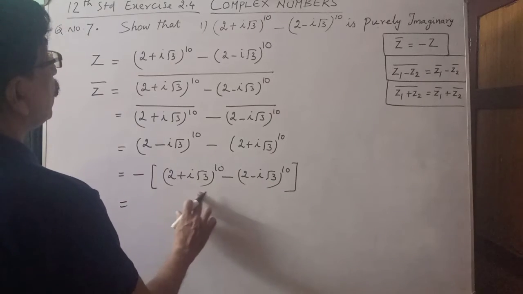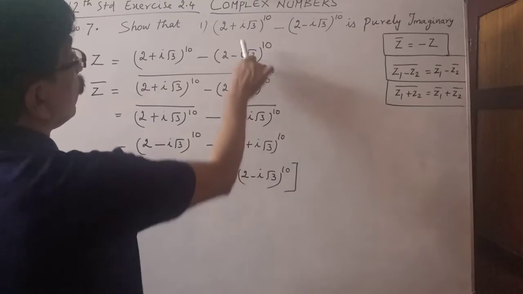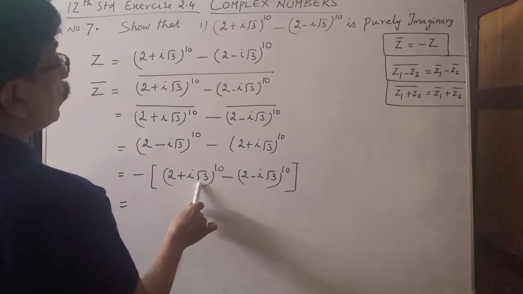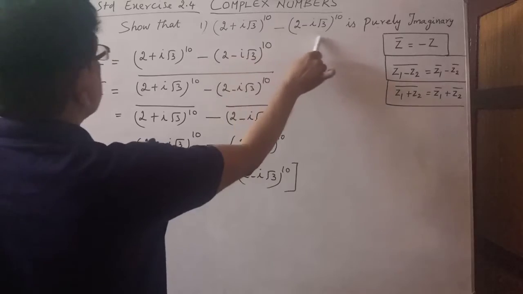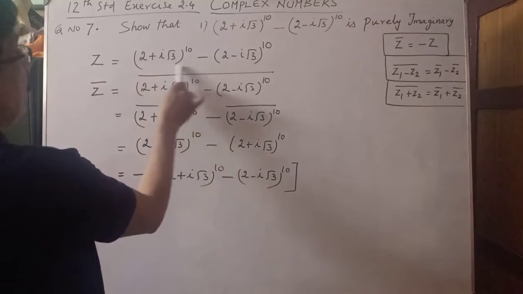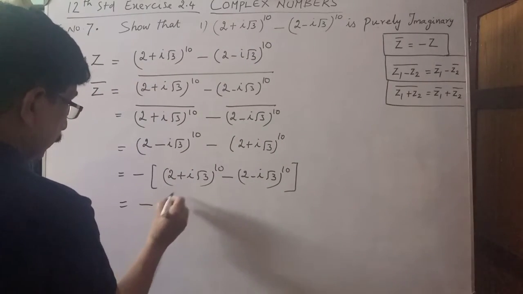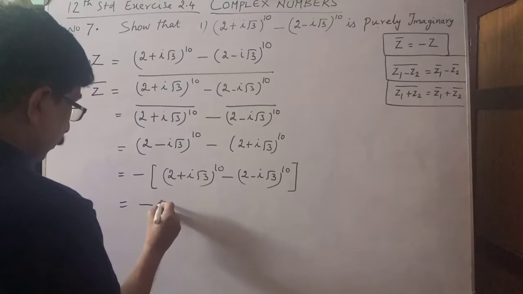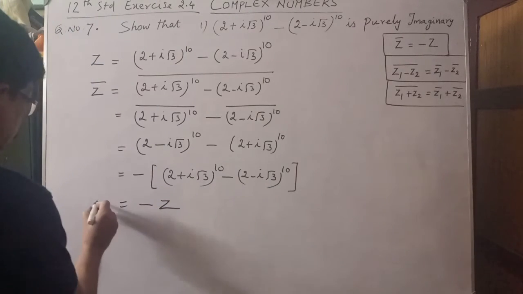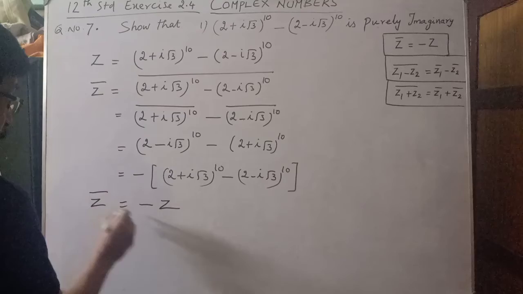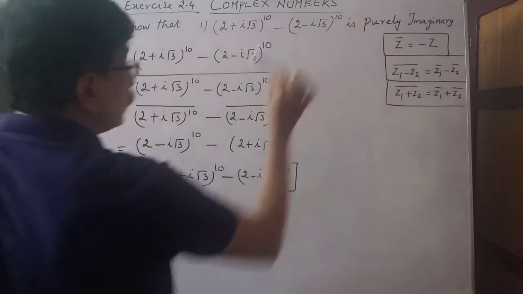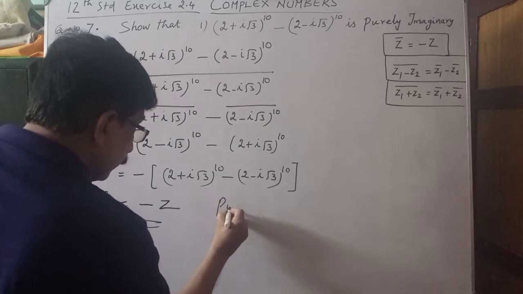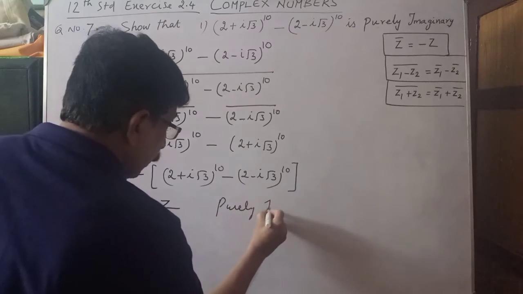This is equal to the given question, (2 + i√3)^10 − (2 − i√3)^10. This is z, so the expression is minus z. Now the answer: z̄ is equal to minus z. Hence it is purely imaginary.